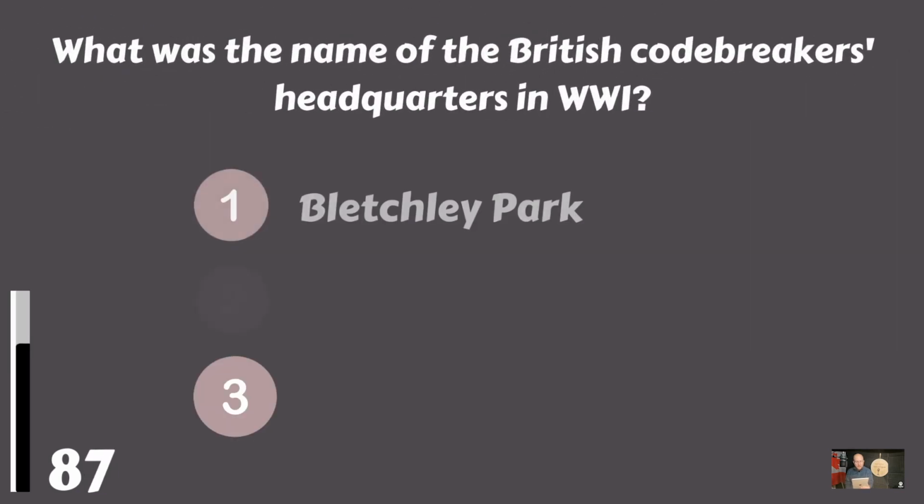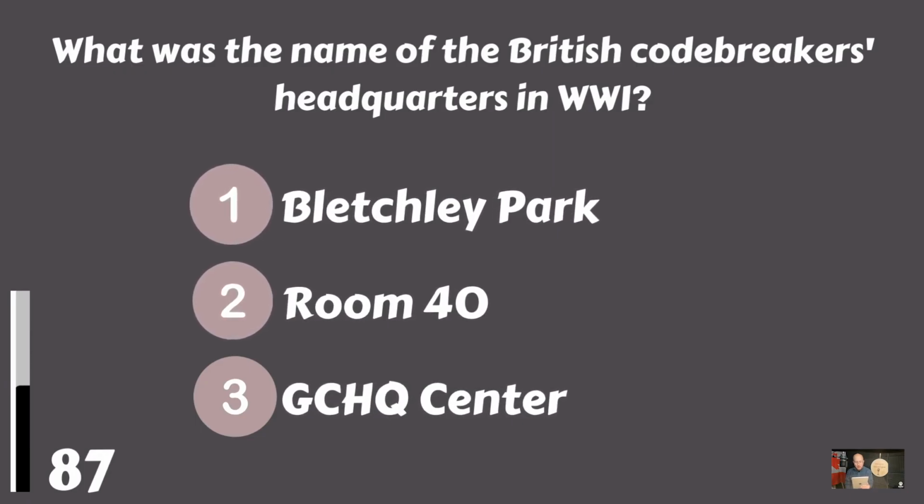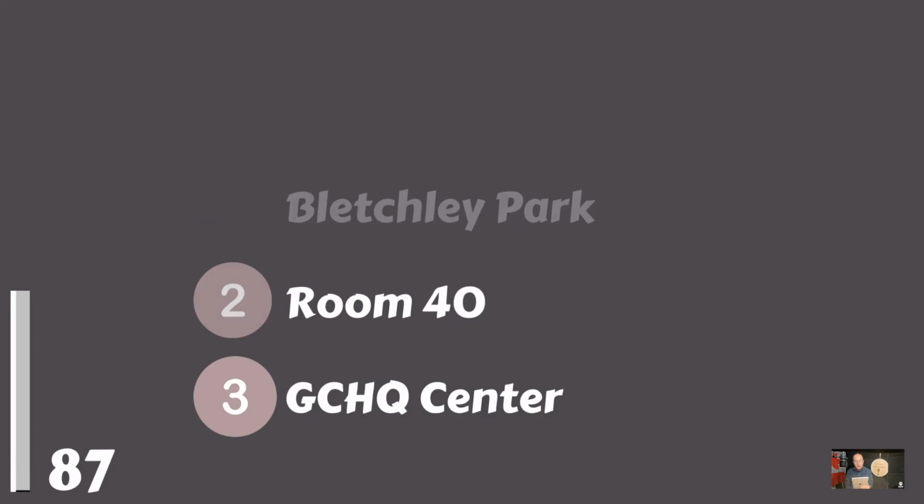What was the name of the British codebreakers' headquarters in World War I? Was it Bletchley Park? Was it Room 40? Or was it the GCHQ Center? The name of the British codebreakers' headquarters in World War I, that would be Room 40.